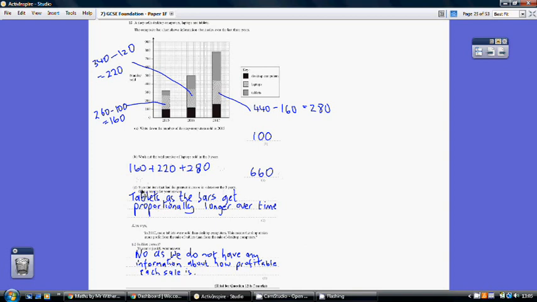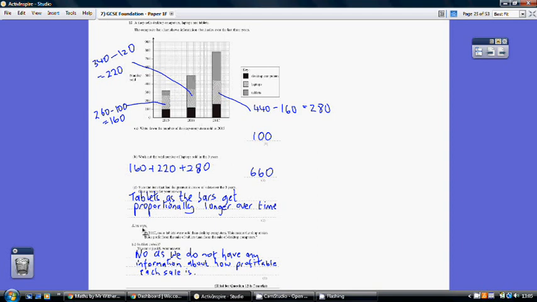Now part C, state the item that has had the greatest increase in sales over the 3 years. Well, we can see that the tablets started off really small, then got about 3 times as big, then has more than doubled. So tablets, as the bar gets proportionally longer over time. Proportionally, it's getting a lot bigger compared to the time before.